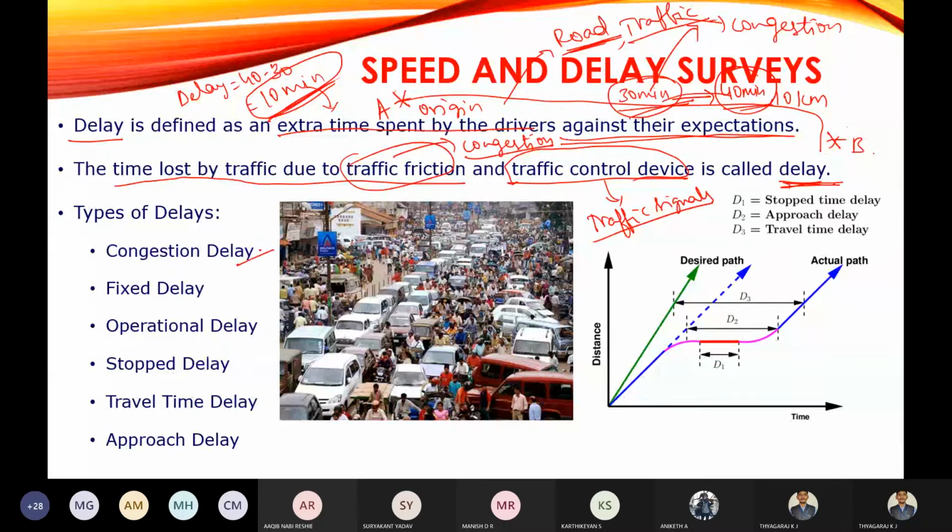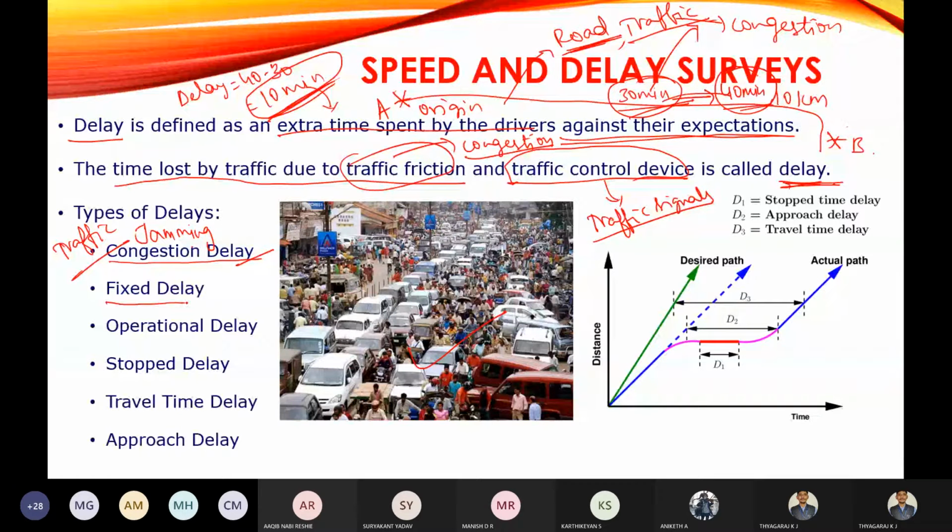Then what are the types of delay? One is congestion delay. Congestion means we can call it a jamming delay also. That is because of traffic congestion. In the photo you can observe that because of congestion you will be spending more time in traffic. Because of traffic congestion, the delay will be there. The extra time you are going to spend, we are going to call a congestion delay.